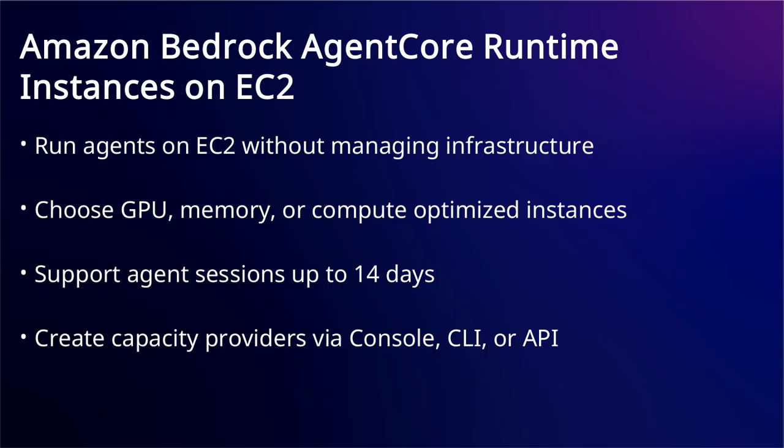You create capacity providers via console, CLI, or API by specifying the EC2 instance types you need and attaching your agents to them. This approach lets you select the right compute for each agent or run a mix of runtime types without changing how you deploy or invoke agents. Runtime instances are available in 9 AWS regions with charges for compute management in addition to EC2 costs.